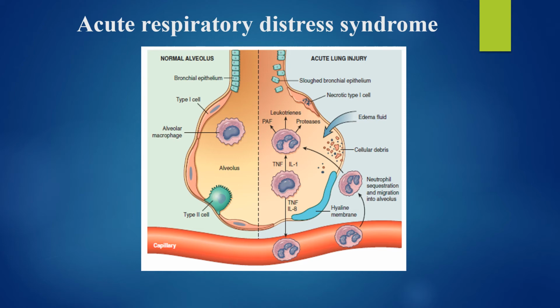Acute respiratory distress syndrome of newborns is observed usually in premature infants. It's also called hyaline membrane disease. The main cause of this disease is surfactant deficiency arising in the neonatal period.